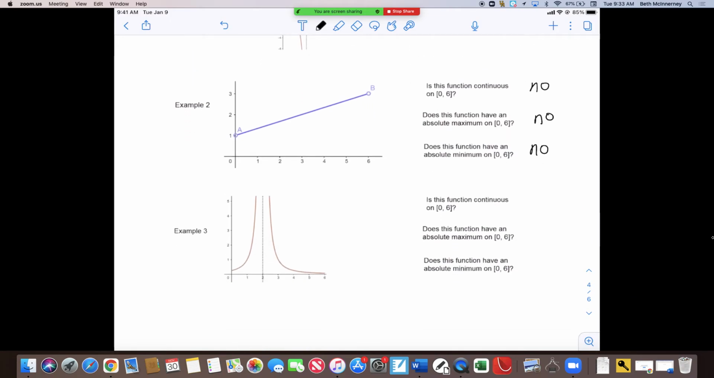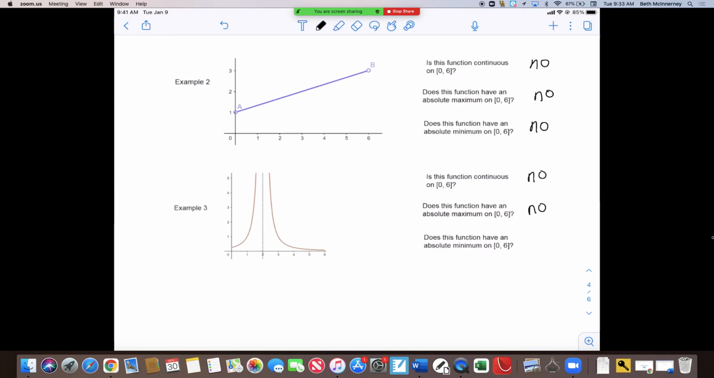Example 3, this one's going to get a little tricky. Is the function continuous from 0 to 6? No. Does it have an absolute maximum? But is it a value, a number? No. How about the third question? And this is the one that I think is tricky. This is a closed interval from 0 to 6. Does it have an absolute minimum? It actually does, because this is stopping at the point 6. So it does. So be careful with that type.